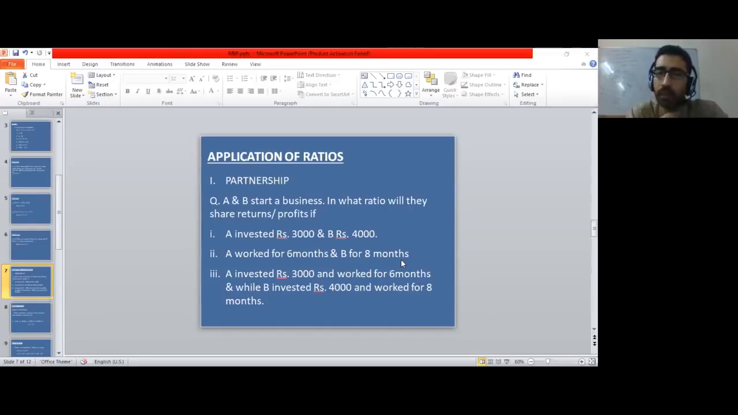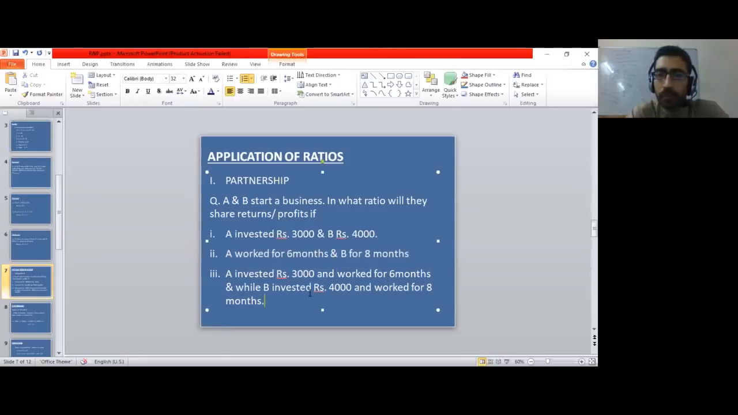A works for 6 months, B works for 8 months. They don't have any money. They're broke. They start a business. The two work for different periods of time. In what ratio will they share profits? Has to be 6:8, 3:4 again in part 2. What about part number 3?